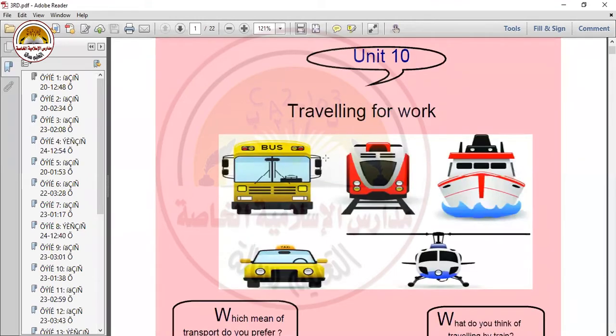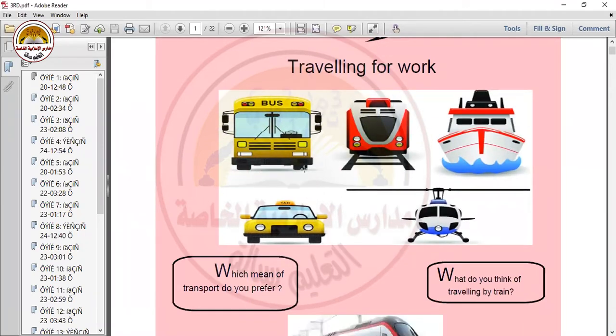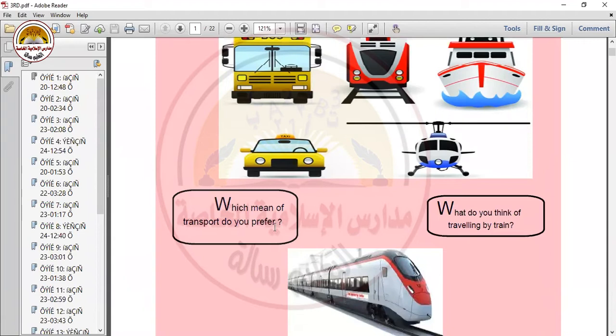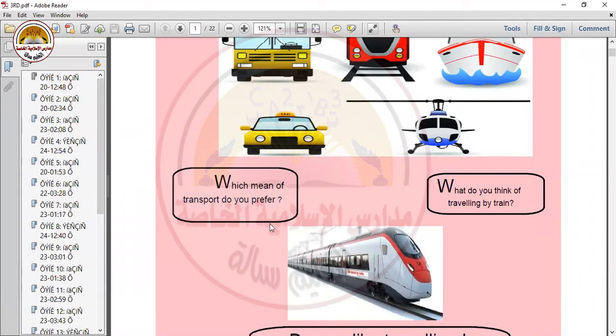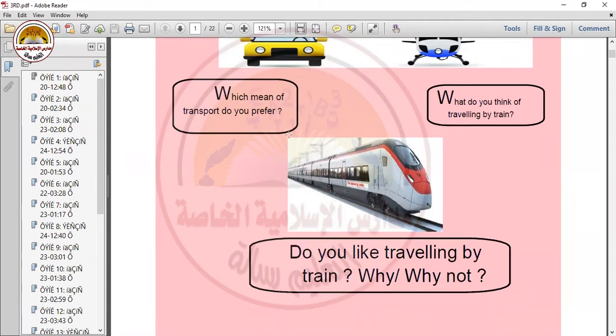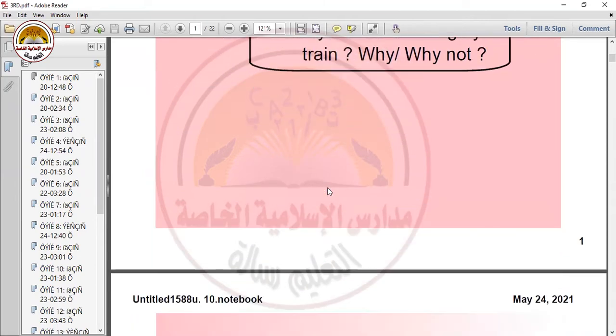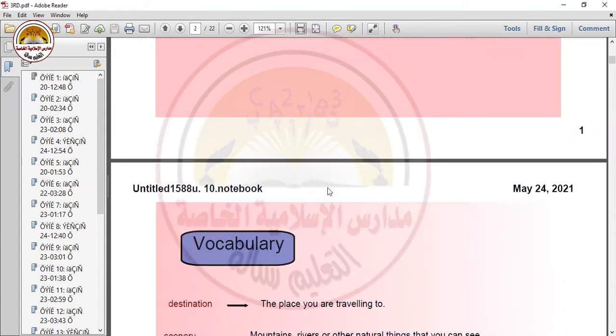Let's start with unit 10, traveling to work. This unit is talking about ways of traveling. Say Ahmed, which mean of transport do you prefer? I prefer a bus. Okay, the bus. Have you ever traveled by train? Yes. Do you like traveling by train? Yes. Okay. Let's see the most important words in our lesson.